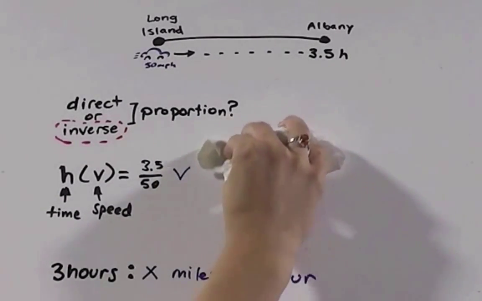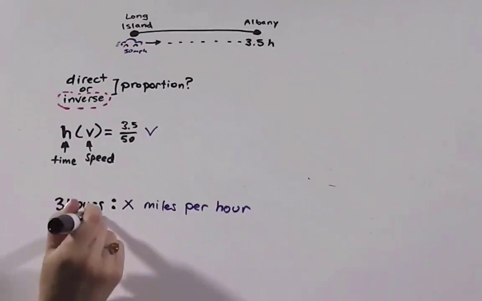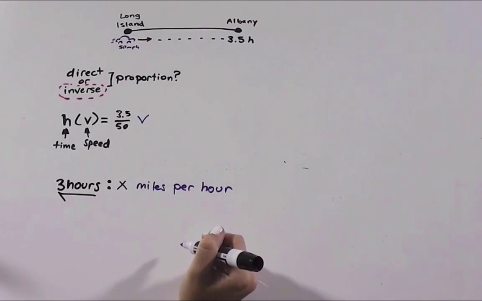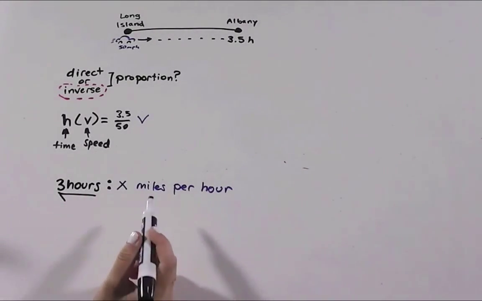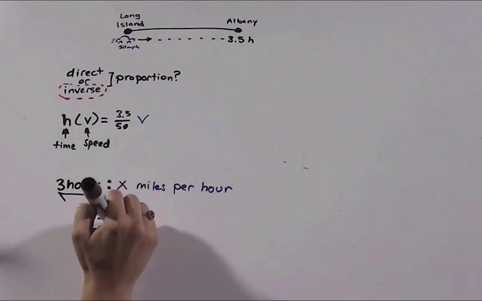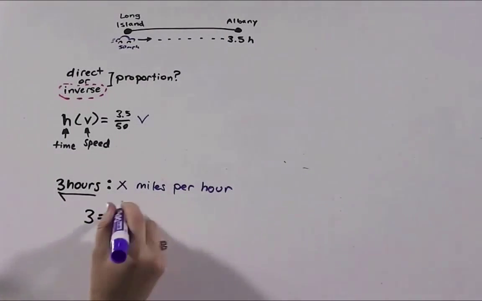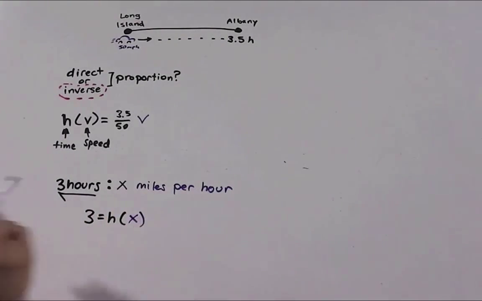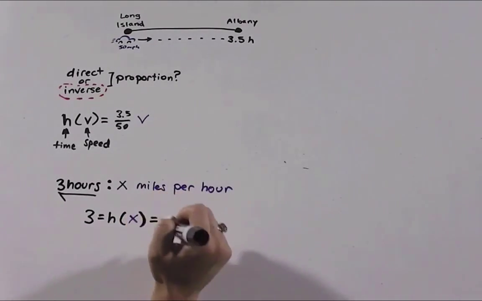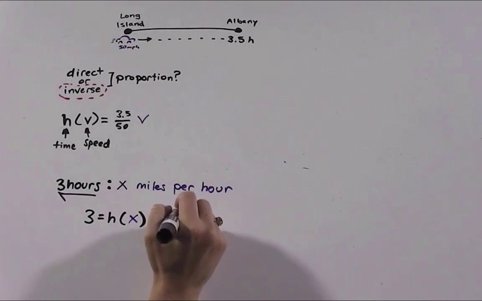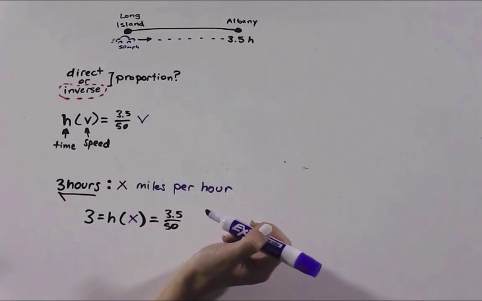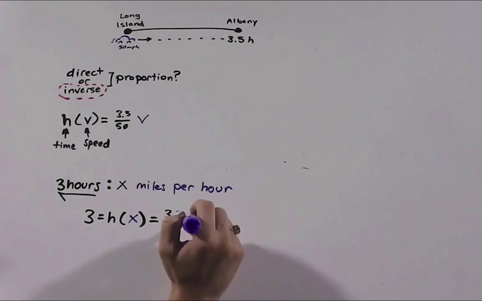Now, the final question asks, if we want to get to Albany in 3 hours, how many miles per hour do we need to drive? Well, we can just plug these mystery values into our equation. We've got time, 3 hours, equals h of, I'm calling my mystery speed x. I could have just called it v, but I felt like changing it up. Mystery speed x equals 3.5 over 50, and anytime I see this generic variable for velocity, I'm going to replace it with my mystery velocity, x.